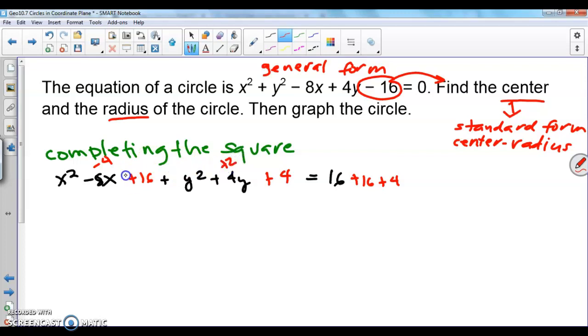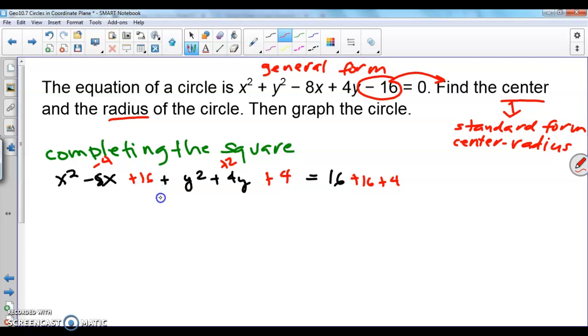Remember, writing those is actually optional. So you could just think, oh, half of -8 is -4. You don't have to write it down over here. And then just add whatever the squared version is. So half of -8 is -4. You square that, it becomes positive 16.